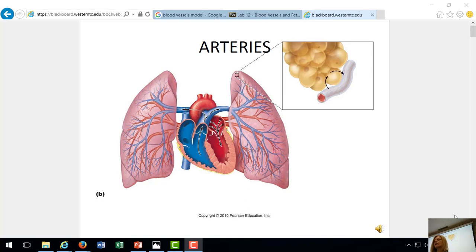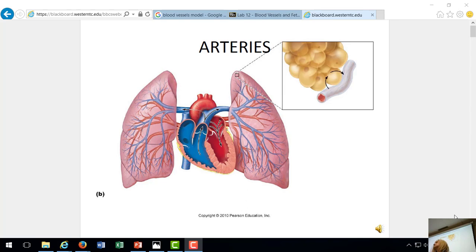When we look at models or diagrams in a textbook, to make it easier, they will make the arteries red because typically they have oxygenated blood in them, and the veins blue because they typically have deoxygenated blood, as that blood has left the tissues and is going back to the heart.